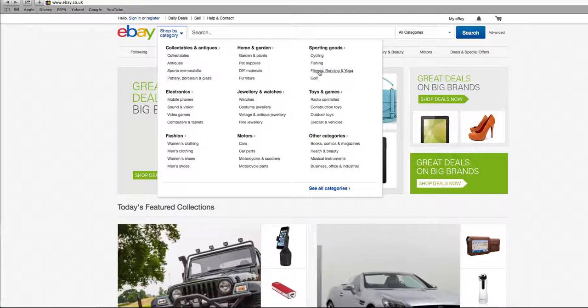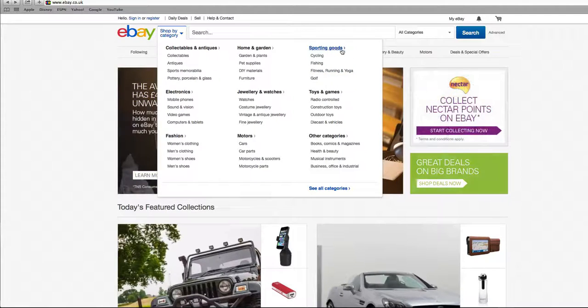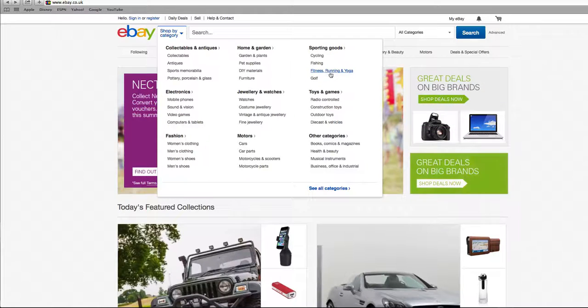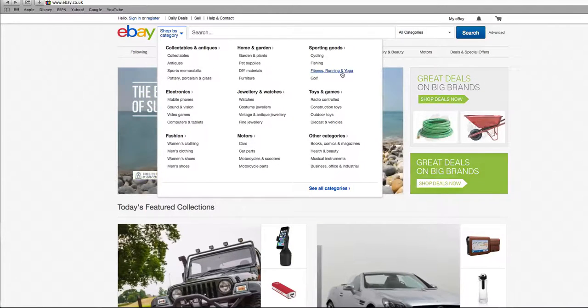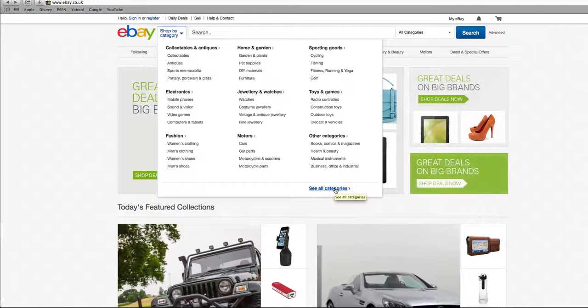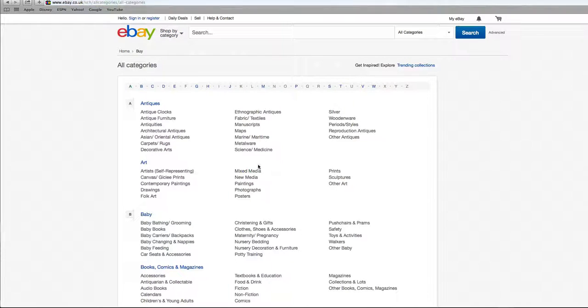Do you see, we always talk about sporting and outdoors. Obviously they have named it a little bit differently than Amazon does. But look at it here, fitness, running and yoga. So I could directly go into this if I have already been brainstorming some ideas in that category. But on an experimental basis, let's just go and click on see all categories. Look at these guys.